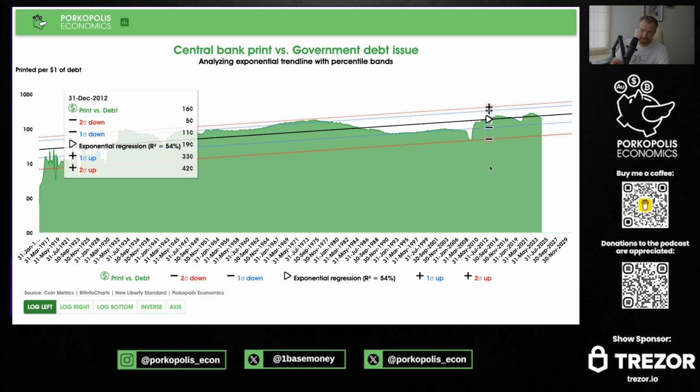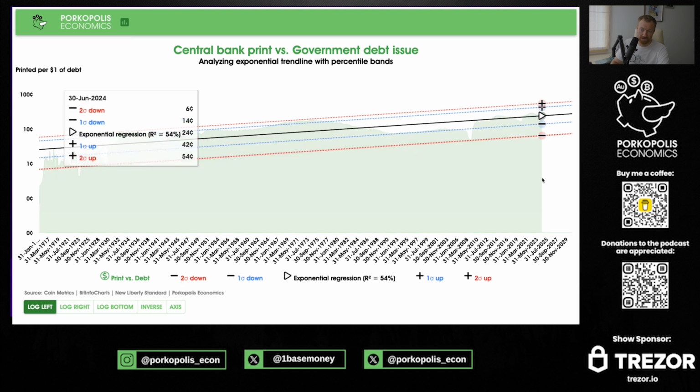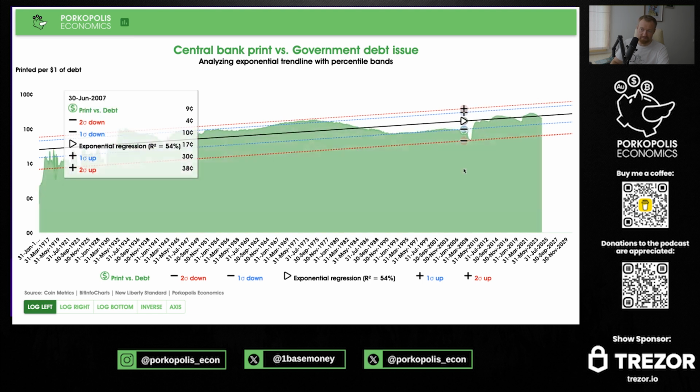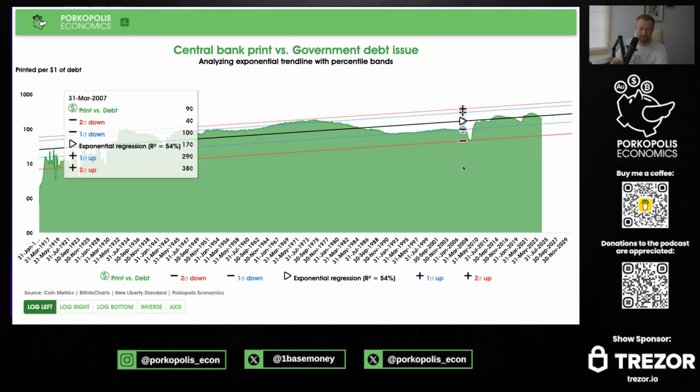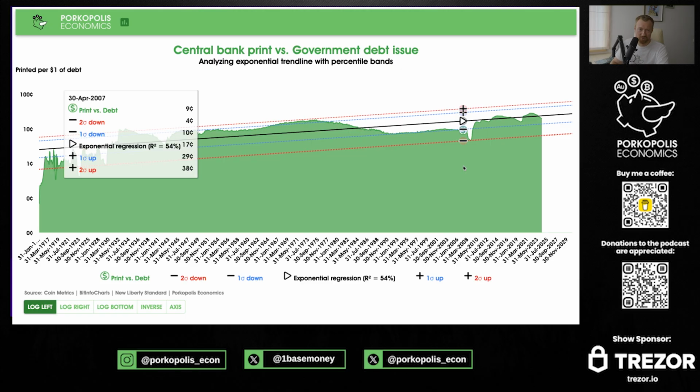But again, it's not necessarily guaranteed that that's going to put them in a great spot. Because look at what was happening here before the global financial crisis. They were hovering around a pretty low level. I'm looking at the 1 sigma down, which is about 10 cents on the dollar of money print to debt on the eve of the global financial crisis. They were at 1 sigma down for the trend line, and the global financial crisis still occurred. Okay, so this is not a crisis predictor.